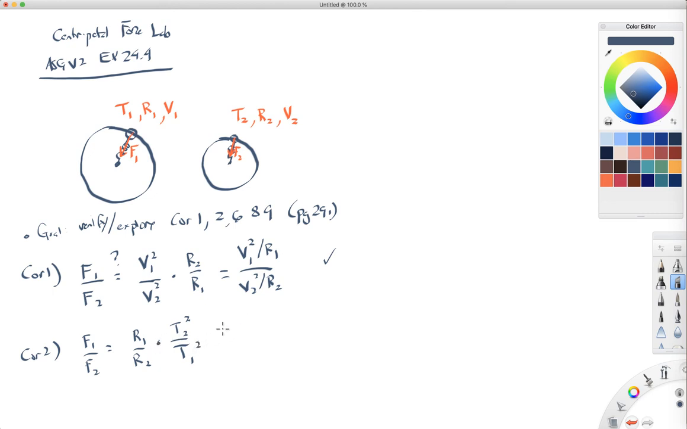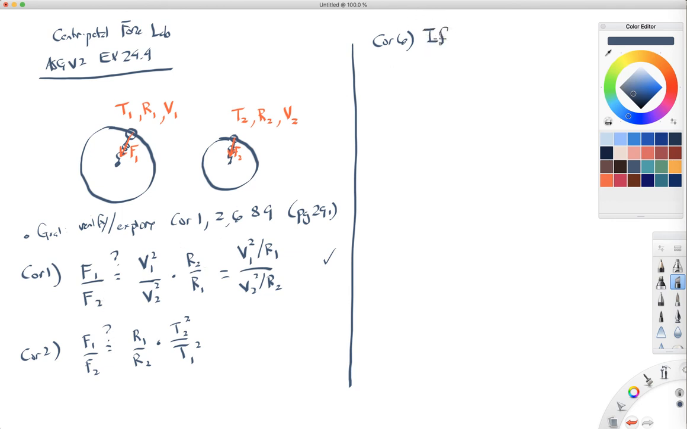So this is what you are going to be exploring: is that, in fact, the case? All right? That's Corollary 1 and Corollary 2. Corollary 6 is a little bit different. As I mentioned in my notes, it's fundamentally different from these two.